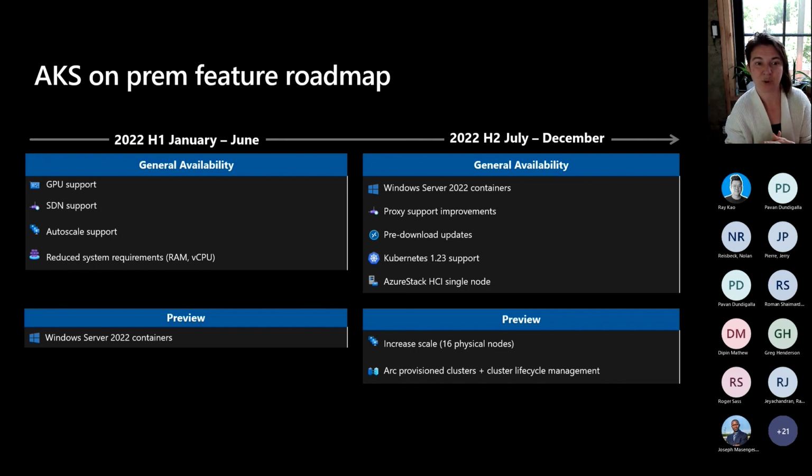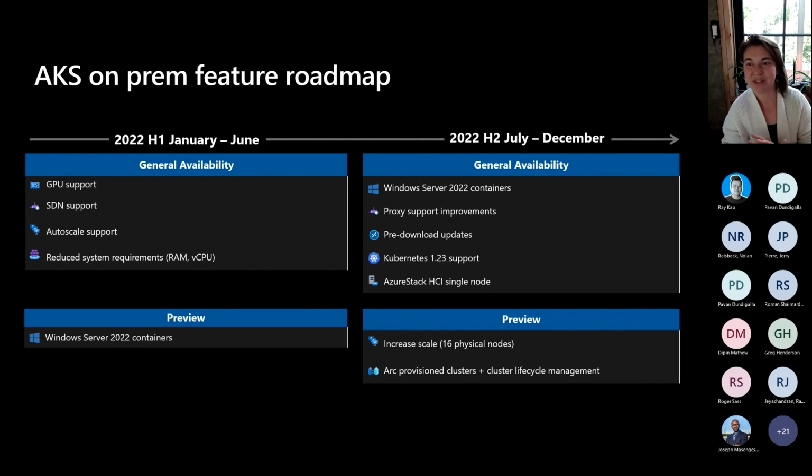Reduce system requirements, we're making sure we run well on single node, more commodity desktop hardware versus something that's more of a server-centric hardware. General availability for Windows Server 22 containers is coming right up. We're working on that. It's so close. I'm so excited. It's like right there. Proxy support improvements. We are always working on improving our network interfaces and our firewall and security posture because we have a lot of folks running in many disparate IT infrastructures. So that's important to us.